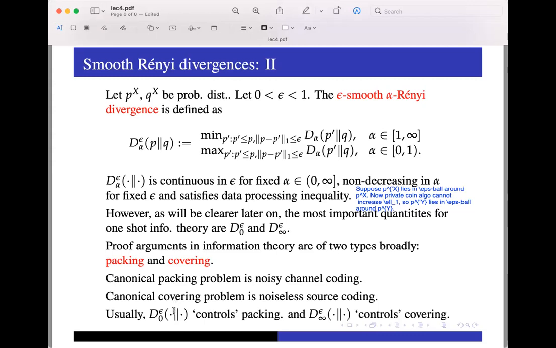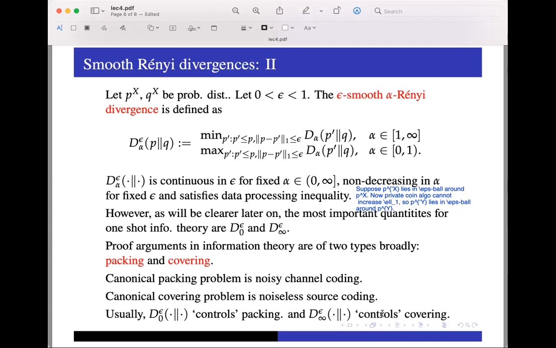Now, what it turns out, as we'll see soon, is that d0 epsilon controls the packing argument, and d infinity epsilon controls the covering argument. By controls, I mean: suppose you prove a packing lemma. If you look at the expressions that come inside the packing lemma, the entropic terms, you will see terms like d0 epsilon. And if you look at a covering type argument, you look at the proofs there and you'll see that the parameters involve d infinity epsilon. That's what I mean by controls.